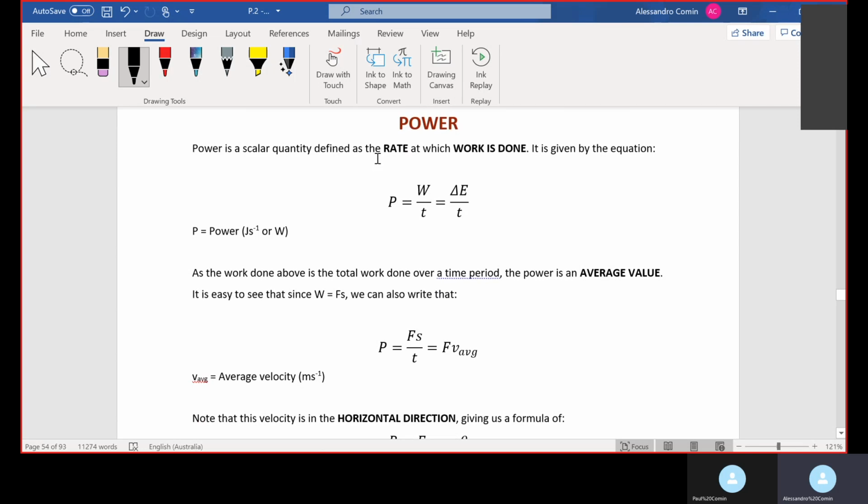The units for power are joules per second, because this is joules divided by seconds. But a joule per second is actually equal to a watt, W-A-T-T.